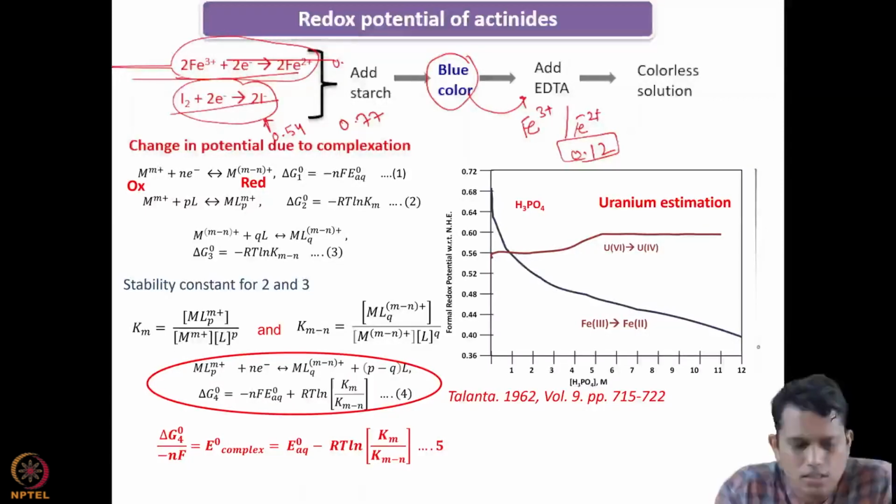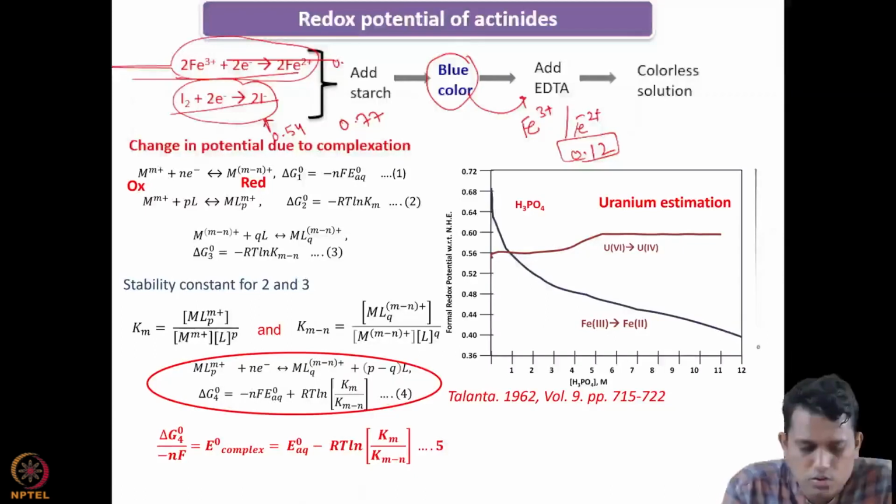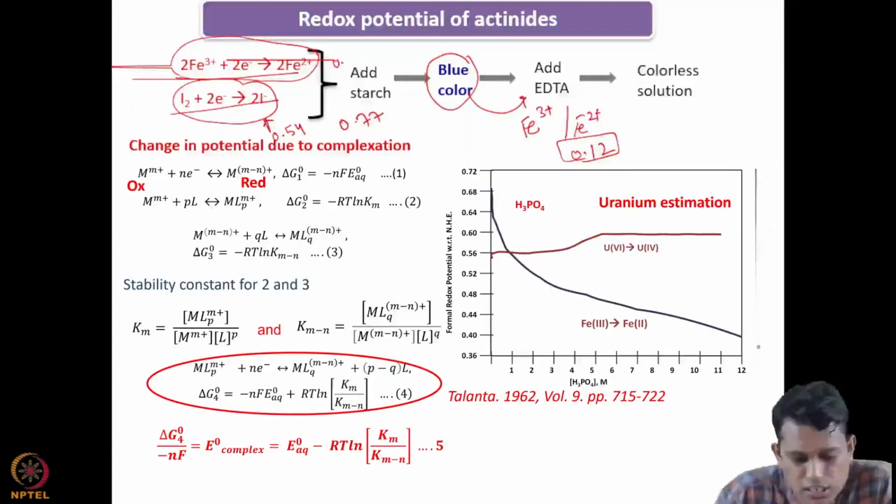And when you write this, you can write the corresponding stability constants also, that is K_m and K_mn. And with simple mathematical juggling, you can easily write this equation. If you closely look at this equation, now you are not talking about the pure metal ions, now you are talking about the complexes. The ML complex is getting reduced to the ML complex of lower oxidation state with the total gain of n electrons.